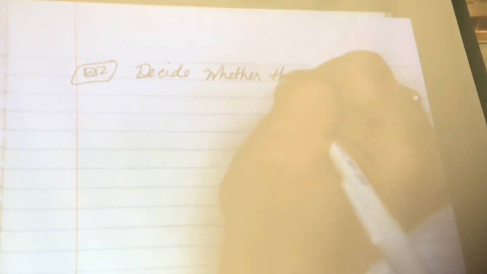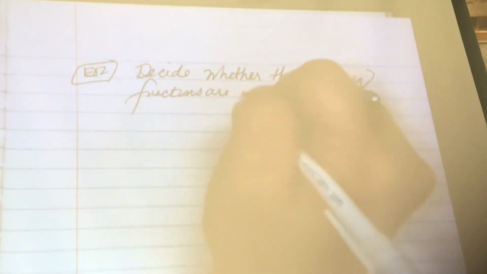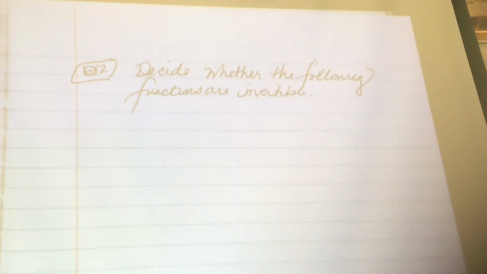Give me the directions again, the homework. Decide whether the following functions are invertible. I think that's what the directions say. Let me double check it. Determine whether each function is invertible.